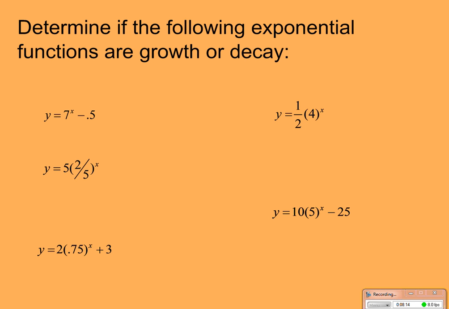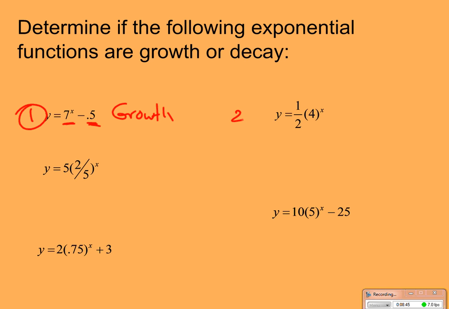All right, determine whether the following are growth or decay. Okay, so the big tip-off here is what am I raising to the exponent? If I'm raising something bigger than 1, it's going to be growth. If the number I'm raising to a power is smaller than 1, it's going to be decay. So if I look at number 1, I'm raising 7 to x. It doesn't matter that this is minus 0.5. If I put in like 7 to the 5th, that's going to be some really, really huge number. This is going to be growth.